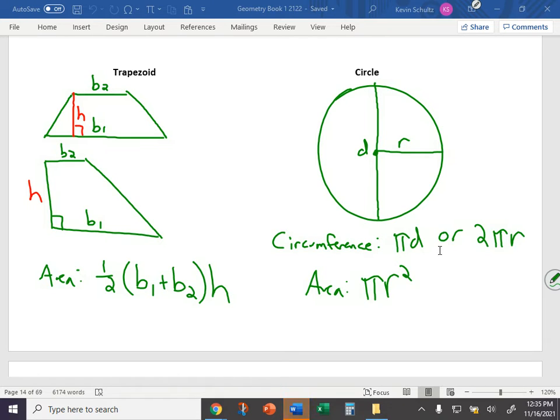Okay? Folks oftentimes get that formula for the circumference mixed up with the formula for the area because they both contain a 2, a pi, and an r, right? But notice that the 2 is a coefficient for the circumference, and the 2 is the exponent for the area, and that's really all I have to say about that.